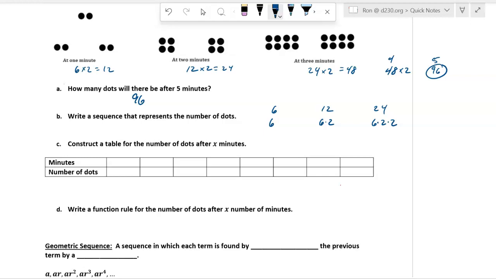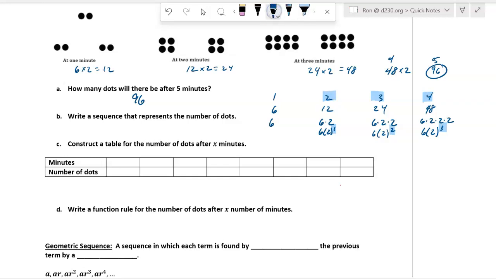And then if I did the next one, you know you had 48 dots. That would be 6 times 2 times 2 times 2. So if you look here, your first term, your second term, your third term, and your fourth term. Your first term is 6. Your second term is 6 times 2 to the first power. Your third term is 6 times 2 to the second power. Then your fourth term was 6 times 2 to the third power. Now notice here, your exponent is always 1 less than the term you're working with.